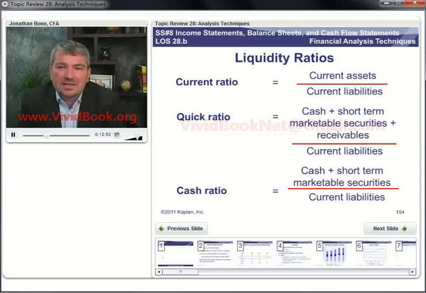Finally, we have the cash ratio that takes cash and any short-term marketable securities. We're saying they're as good as cash because you could phone up your broker and sell them, and 3 days later the cash would be in your account. So cash and marketable securities over current liabilities.